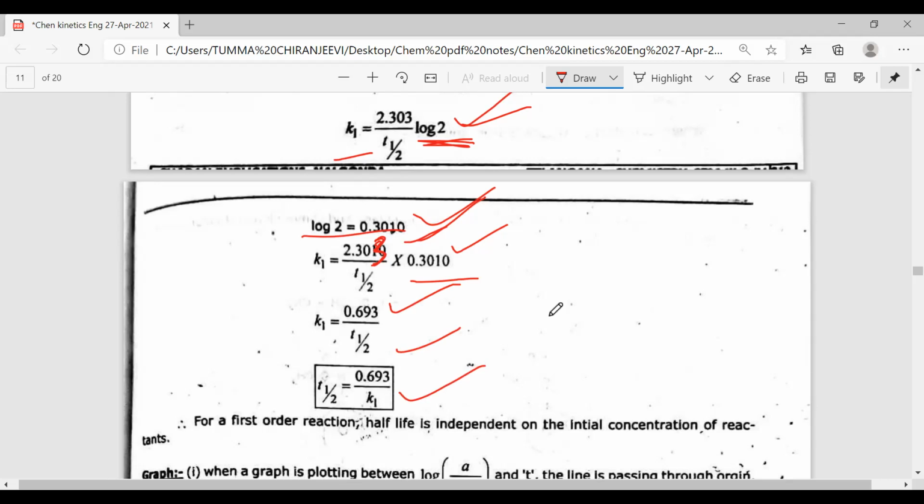By observing this equation, one should know that for a first order reaction, the half-life is independent of the initial concentration of the reactants. Since in this equation there are no concentration terms, t half means half-life is independent of the initial concentration of the reactants. So this is about the half-life of the first order reaction.